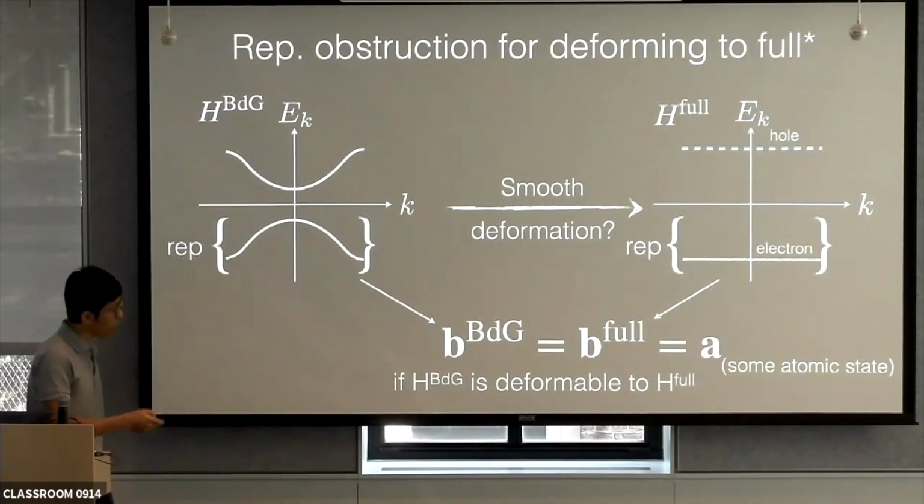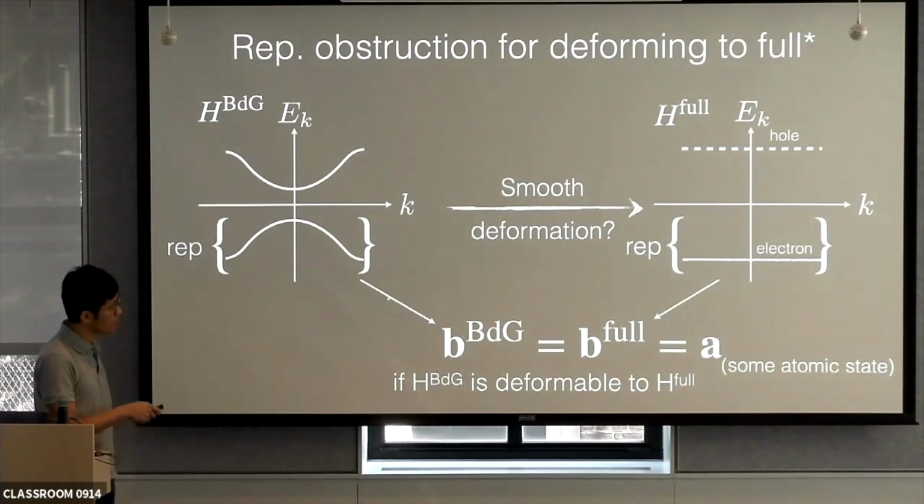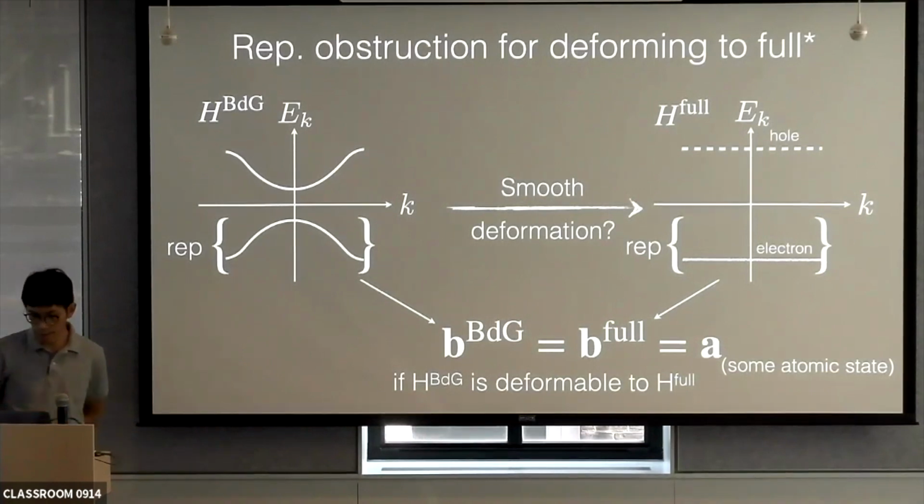And recall that we also need to check the possibility of deforming to a fully filled state. Here it's basically the same picture, except that we replace the right-hand side by the electron band being filled, or being below zero energy. Again, it's only possible to deform to the fully filled state if the representations match up. And because of the funniness above in defining a full state, more generally we'll just think of this as some possible atomic insulator in the same symmetry setting.